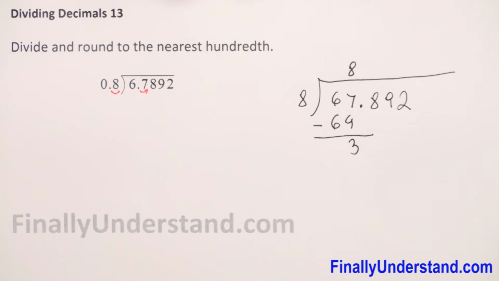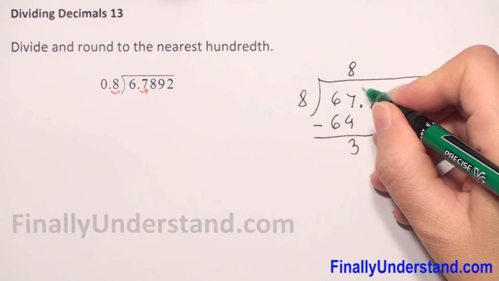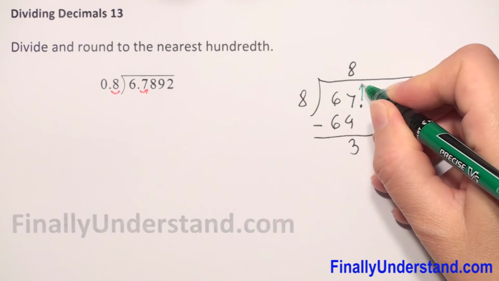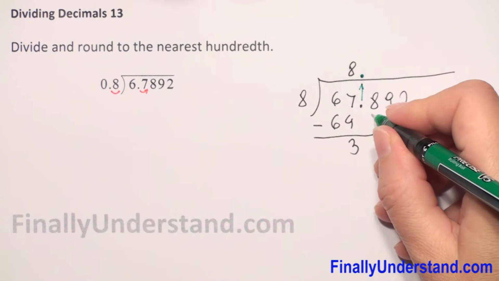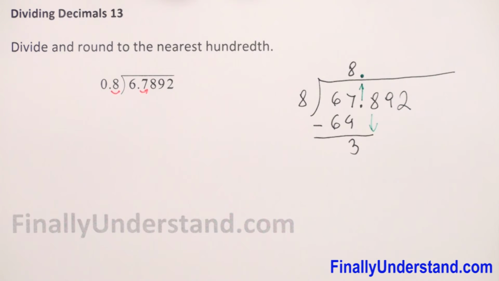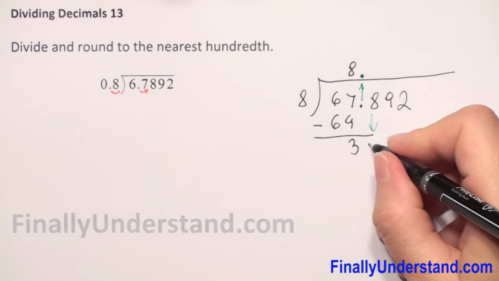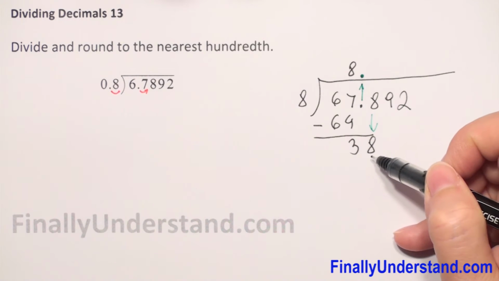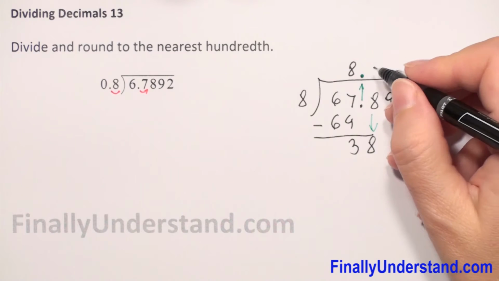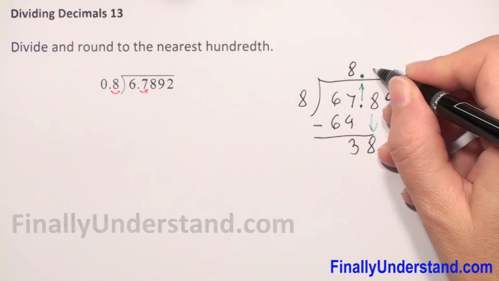Next, what we have to do? We have to take up decimal point exactly in the same column. And we take down next digit. So it will be 38. How many times 8 goes to 38? 4 times. So solution we write always on the top.